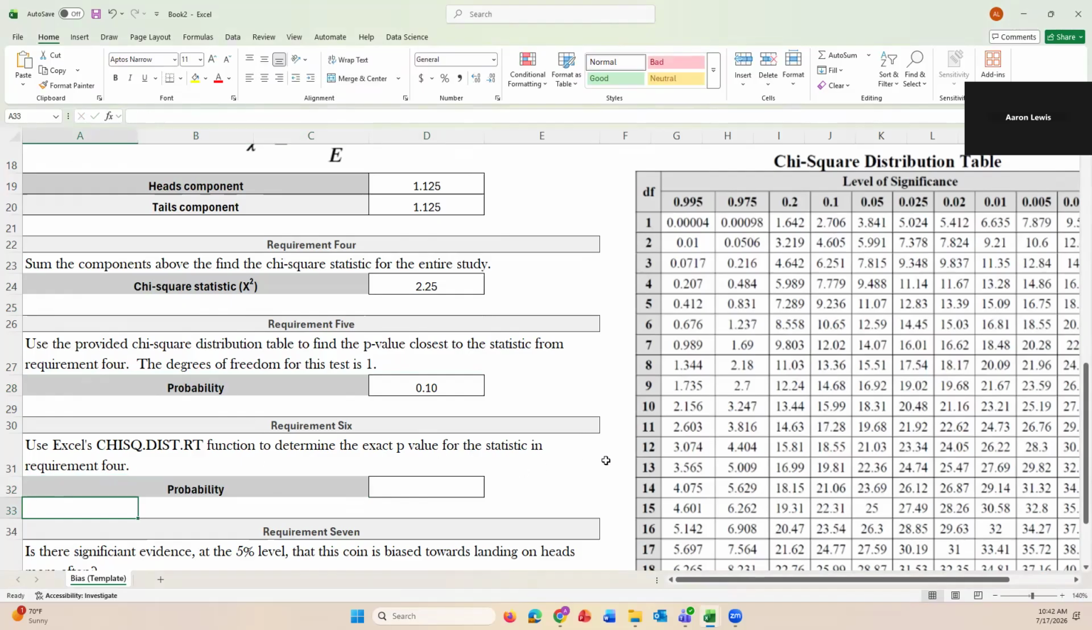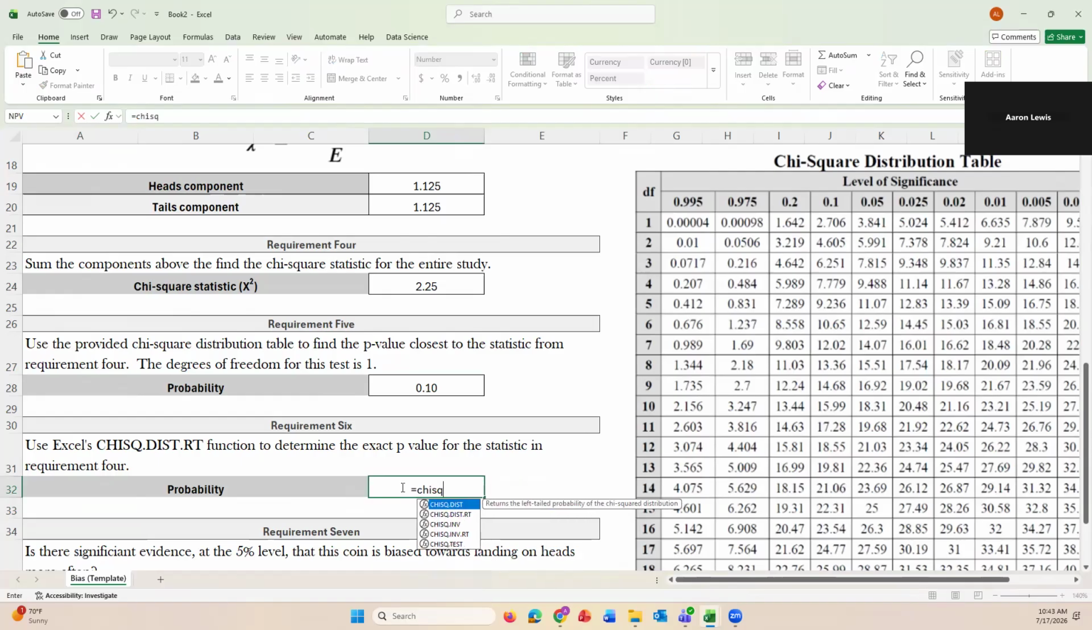So let's find the exact probability, our exact p-value. And we can do that in Excel using the chi-squared dot distribution dot right tail function. So I'm going to say this is equal to chi-squared, which they abbreviate to CHISQ, dot dist for distribution, dot rt for right tail. I open a parenthesis and it's going to want two inputs, x and degrees of freedom, where x is our statistic. So I'm going to click on that 2.25, comma, our degrees of freedom, which we just determined and was given up here as 1. And when I put that in, I come up with 0.134.